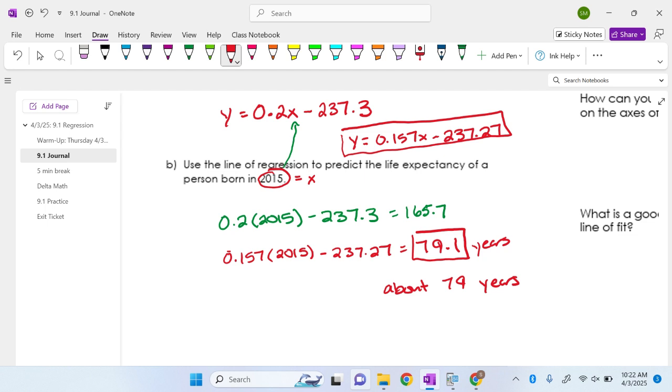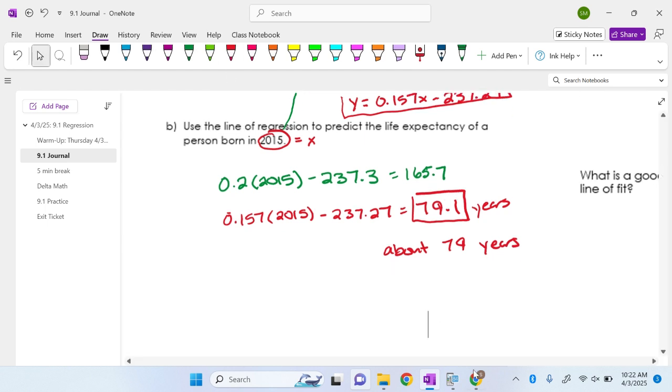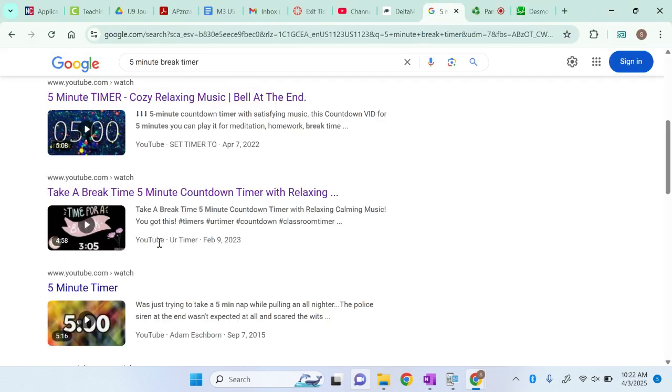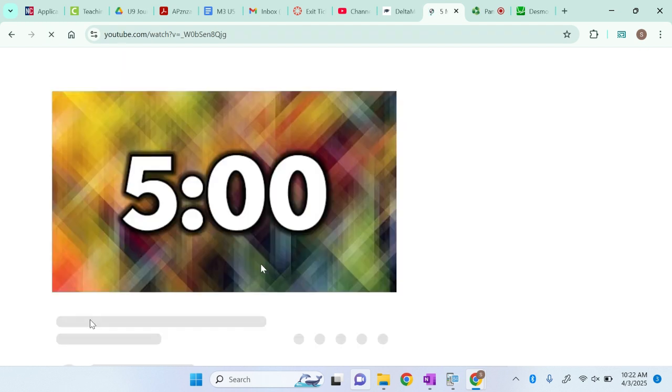All right, so we're still not done with notes just yet, but we're going to take a quick 5-minute break and come back. So you guys can use the restroom if you need to, take a quick power nap, whatever you need to do. I'm going to go ahead and set the timer. Be back before the timer goes off.